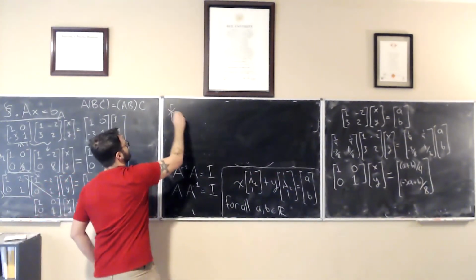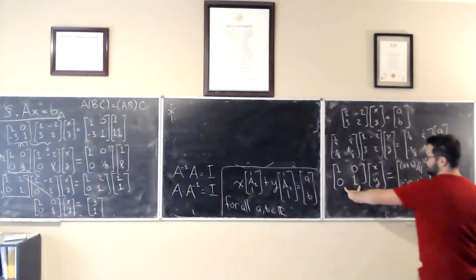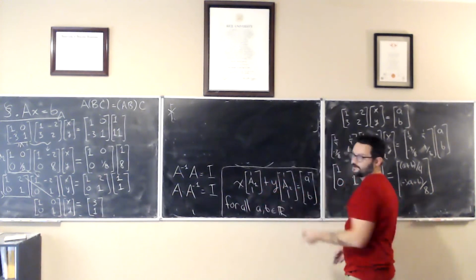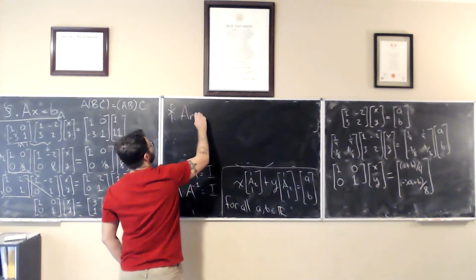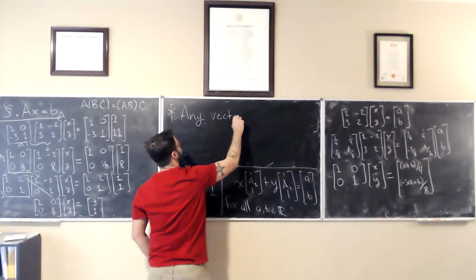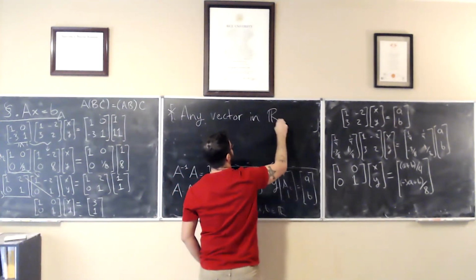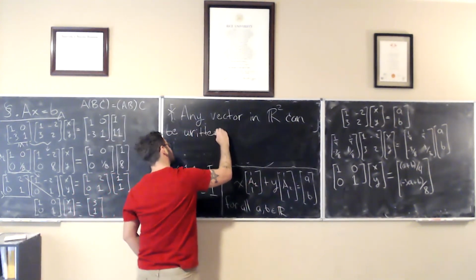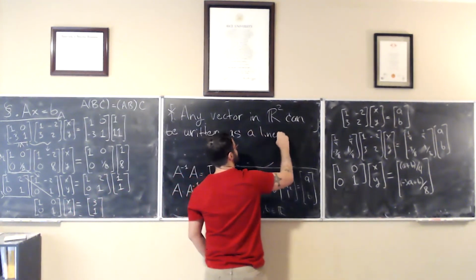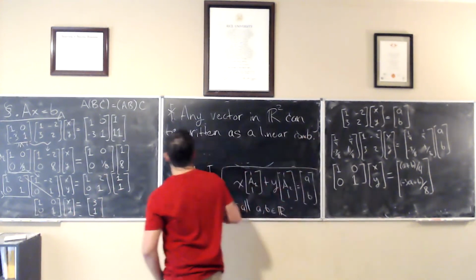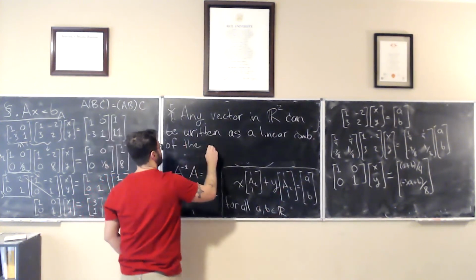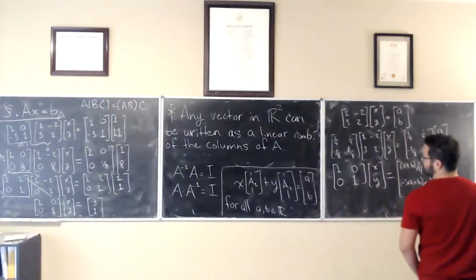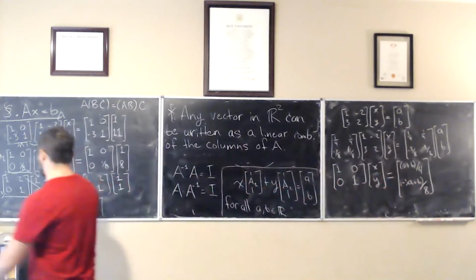Well, let's say it out. So what this has shown, because we can find an inverse and find a solution for x and y to this system for any choice of A and B, that means that because A and B were any real numbers, any vector in R2 can be written as a linear combination of the columns of A. Any vector in R2 can be written as a linear combination of the columns of A.